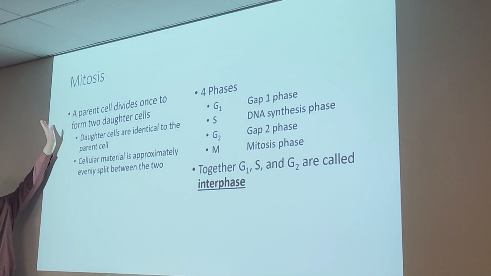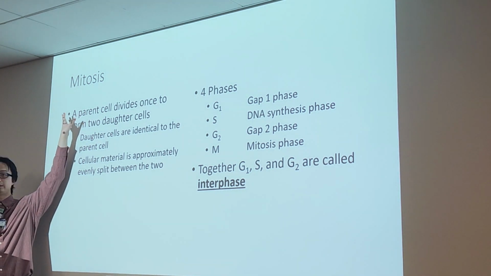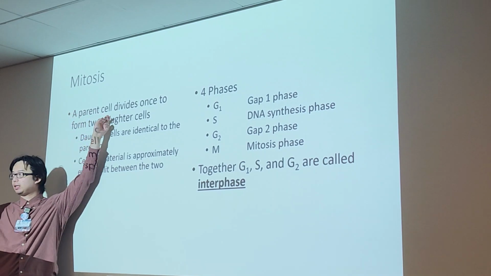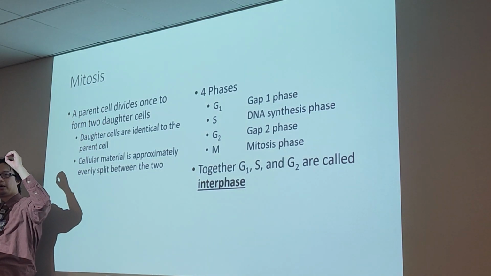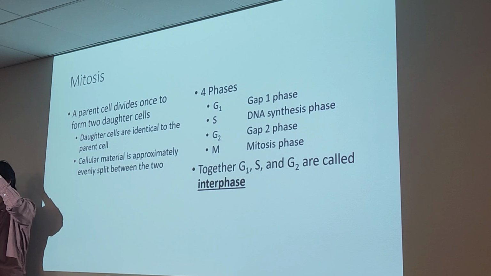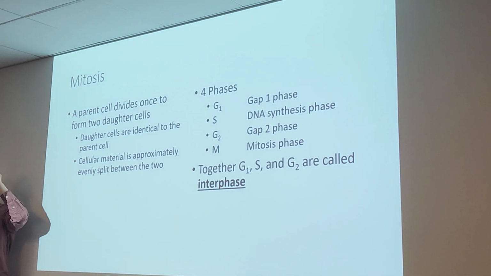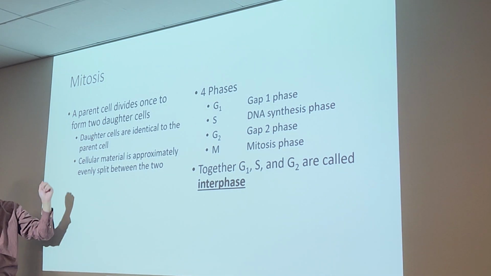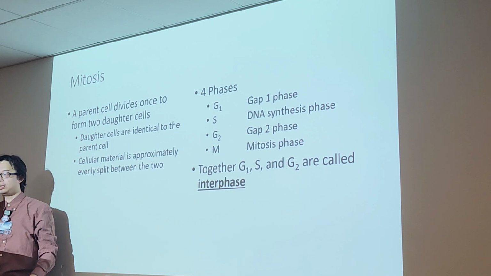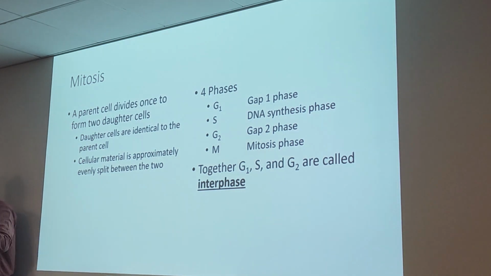In this case, we have a parent cell, that's our original cell. It is going to divide one time, so it divides, and now we have two daughter cells. These two daughter cells are going to be identical to the parent cell, right? It's like clones.